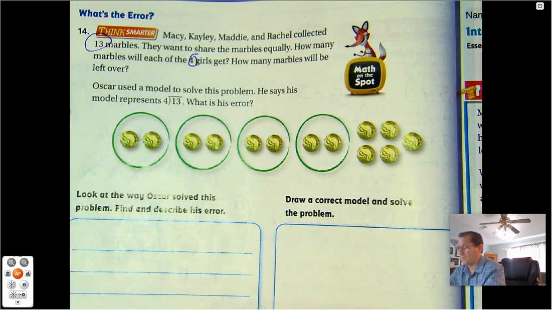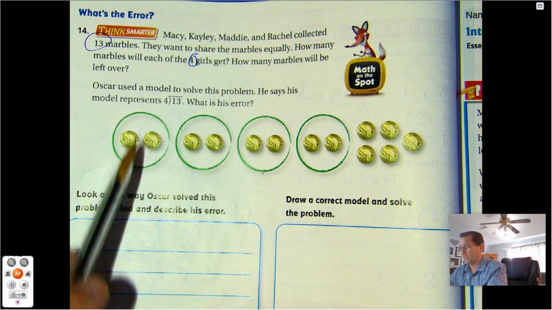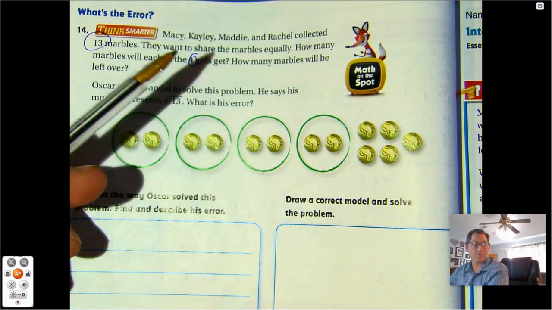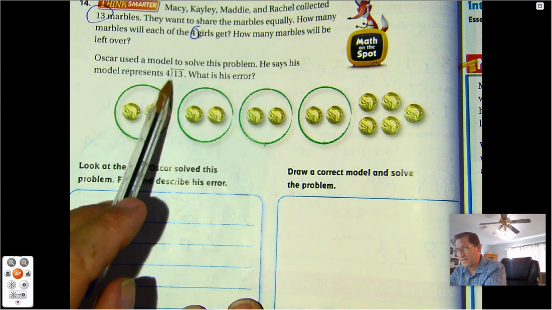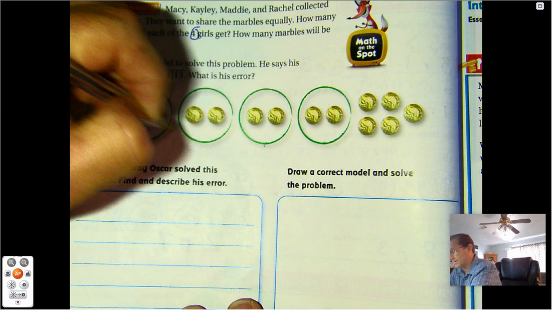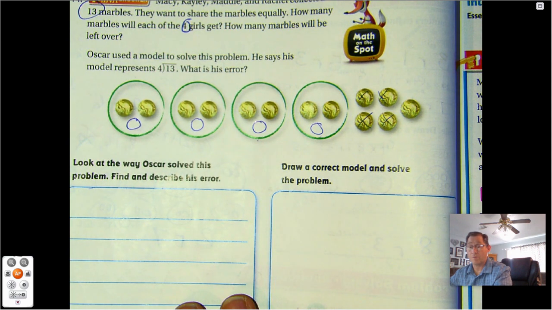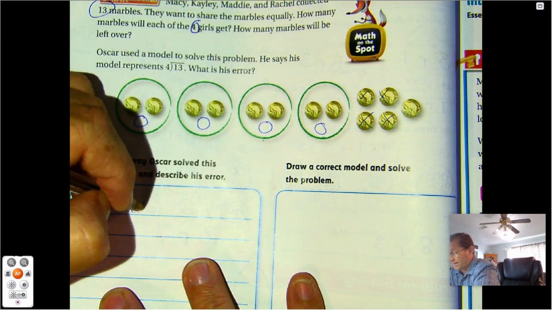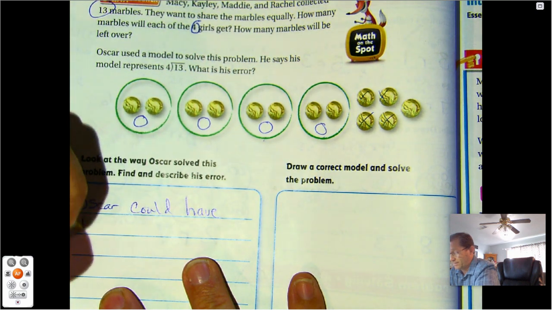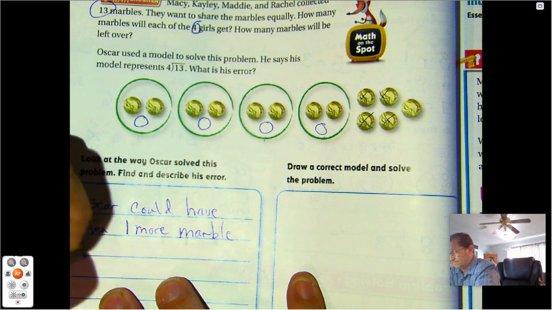What is his error? So the circles represent the girls, okay? And the marbles represent how many marbles each girl gets. So 2, 4, 6, 8. There's 5 marbles left over. That's bigger than my divisor. That means I should have been able to put one more marble into each. I should have been able to give one more marble to each girl. So find and describe his error. Oscar could have given one more marble to each girl.